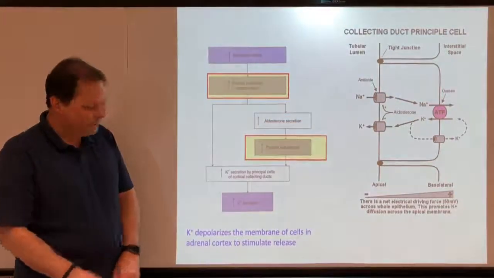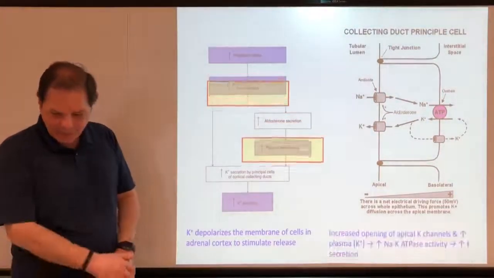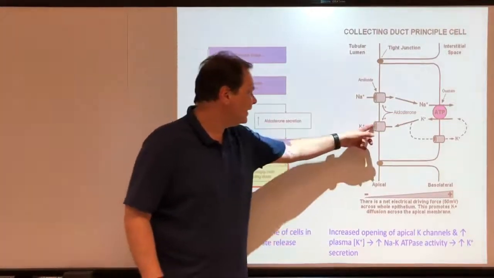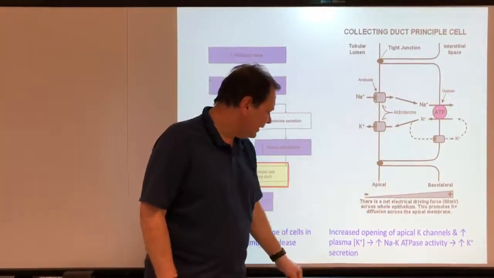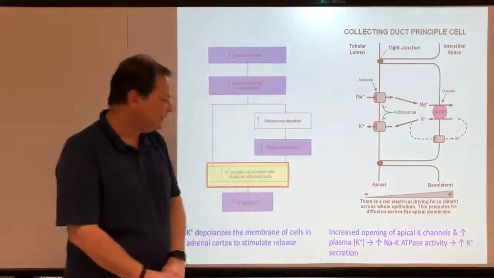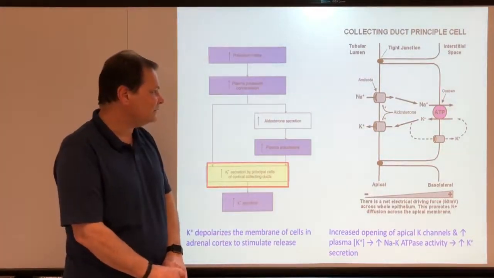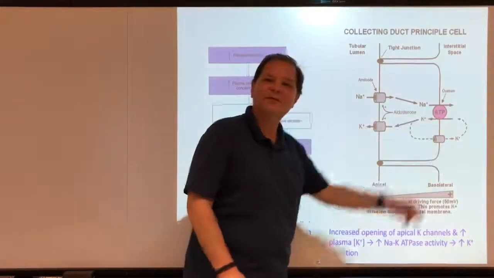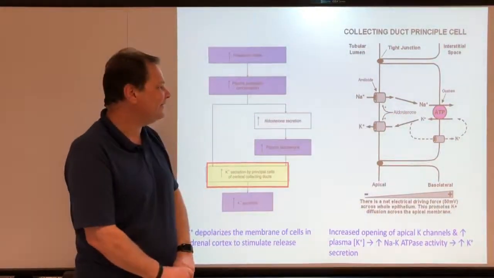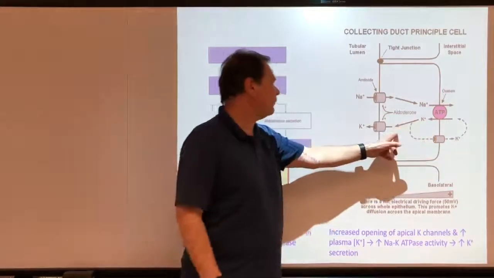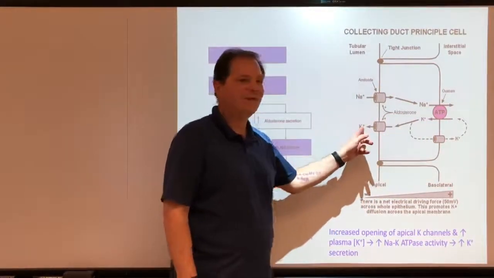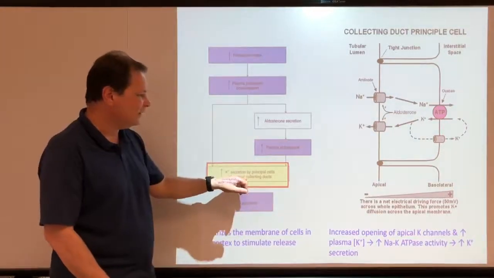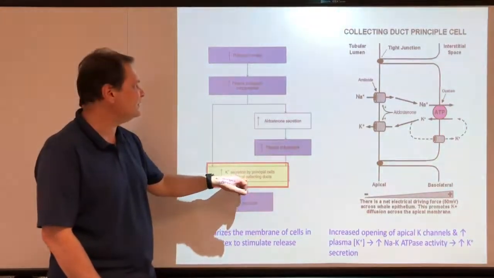So that you get an increase in plasma aldosterone, and that aldosterone, by opening up these potassium channels, can cause an increase in potassium secretion, okay? And you should also remember that aldosterone stimulates the sodium-potassium ATPase, and that can increase transport of potassium into the cell, and that will increase secretion as well. So our aldosterone is causing an increased potassium secretion.